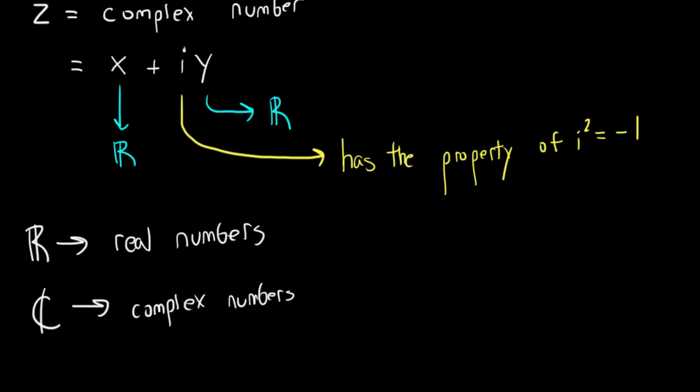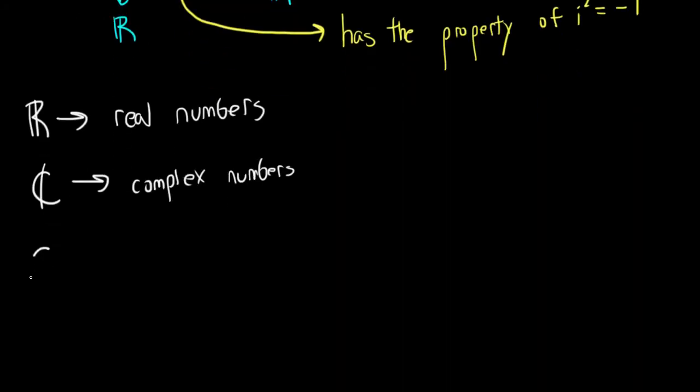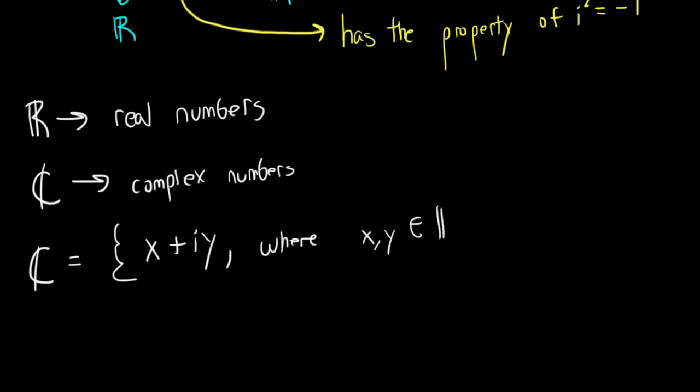We can actually go ahead and write out what it's going to be. If we want to write it like this, we can say that the set of complex numbers will be x plus i y. And obviously, you'll have to specify that x and y are part of the realm of real numbers. You don't have to write anything about i. You can just leave it like that.